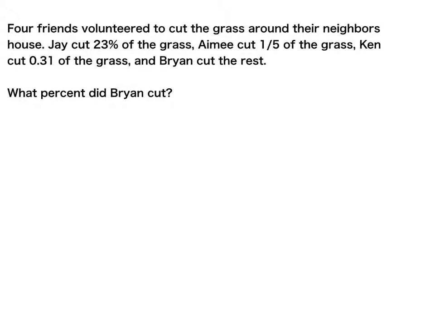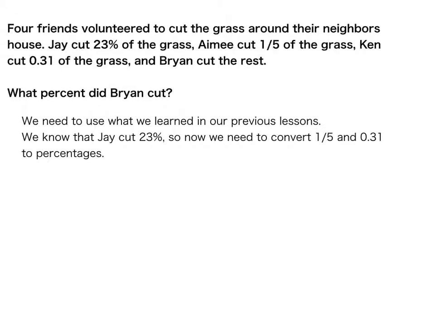Now this is going to use what we learned in our last lesson. We know that Jay cut 23%. Now we need to convert the 1/5 and the decimal 0.31 to percentages, so we know how much is left and how much Brian cut. 1/5 becomes 0.20 as a decimal, which equals 20%. So remember, we convert 1 divided by 5, it gives us 0.2, and then we multiply by 100 for percent.